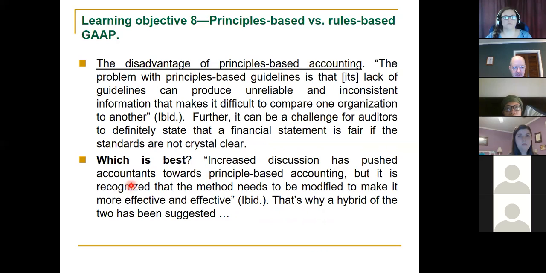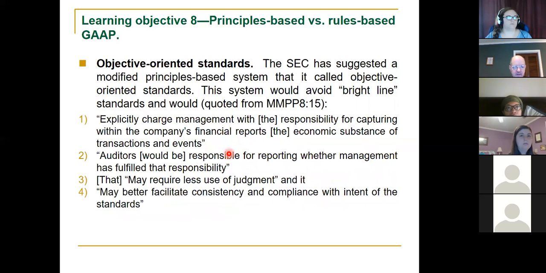Increased discussion has pushed accountants toward principles-based accounting. That's the consensus opinion of most people analyzing the issue, but it is recognized that the method needs to be modified to make it more effective. And that's obviously a typo, more effective and effective. I'll have to figure out what it was supposed to be. That's why a hybrid of the two has been suggested. And that hybrid is called objective-oriented standards.